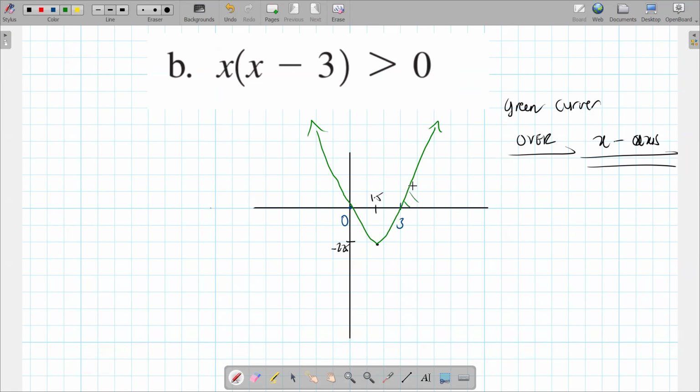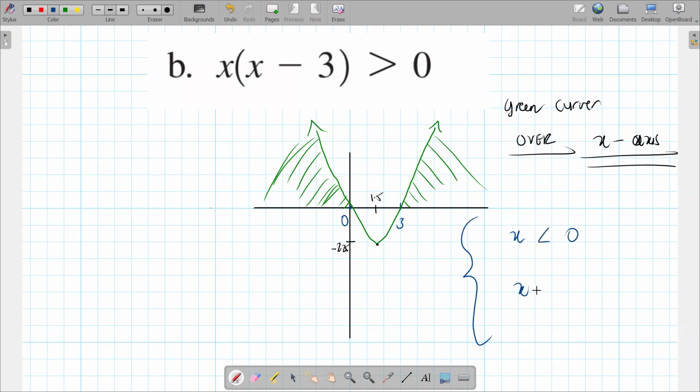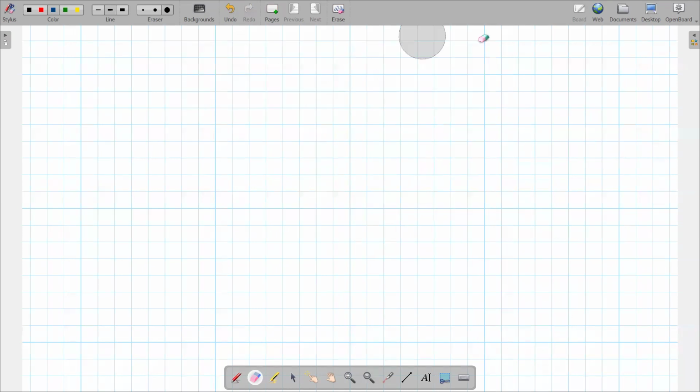So we're looking at this section that's above the x-axis, and we are looking at this section as well. And we know the x values. So what's the answer to this? There are two answers, one on the left and one on the right. When x is less than 0. Yep. What about the other side? When it's greater than 3. Yep. Not equal to 3. If there's no equal to in the inequality, don't put an equal to here. So those are the two answers: when x is less than 0 and when x is greater than 3. That's it.